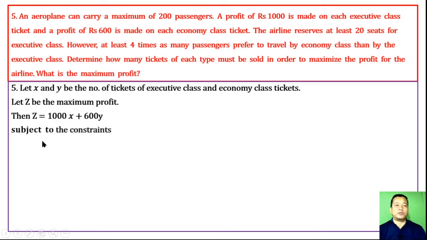Subject to the constraints: X plus Y should be less than or equal to 200, the maximum number of passengers. X should be greater than or equal to 20, since 20 executive seats are reserved. Y should be greater than or equal to 4X, since economy class passengers are at least 4 times the executive class. And X and Y should be greater than or equal to 0. This completes the formulation.